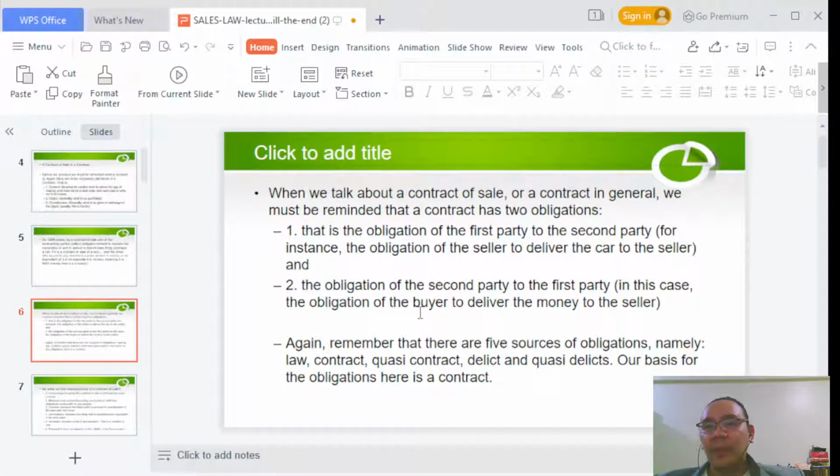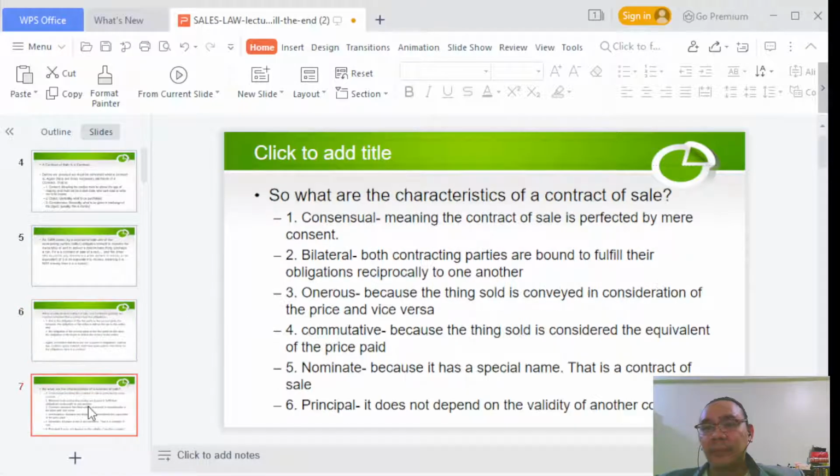So, if you remember your obligations and contracts, there are 5 sources of obligations, right? So that's law, contracts, quasi-contract, delict, and quasi-delicts. So, the basis of the obligation here is based on contract, specifically a contract of sale. So what are the characteristics of a contract of sale?